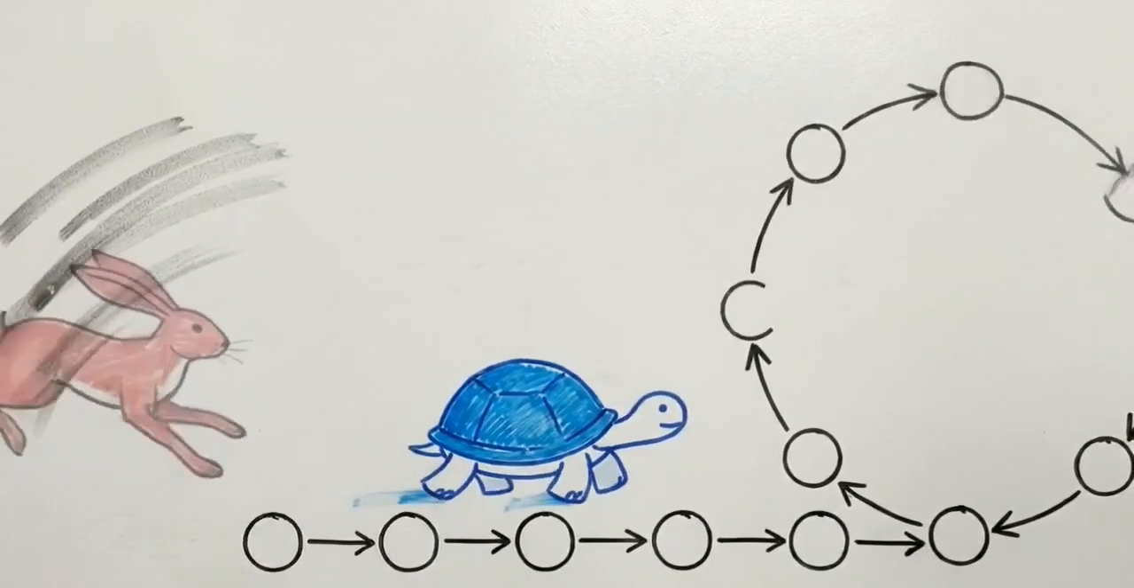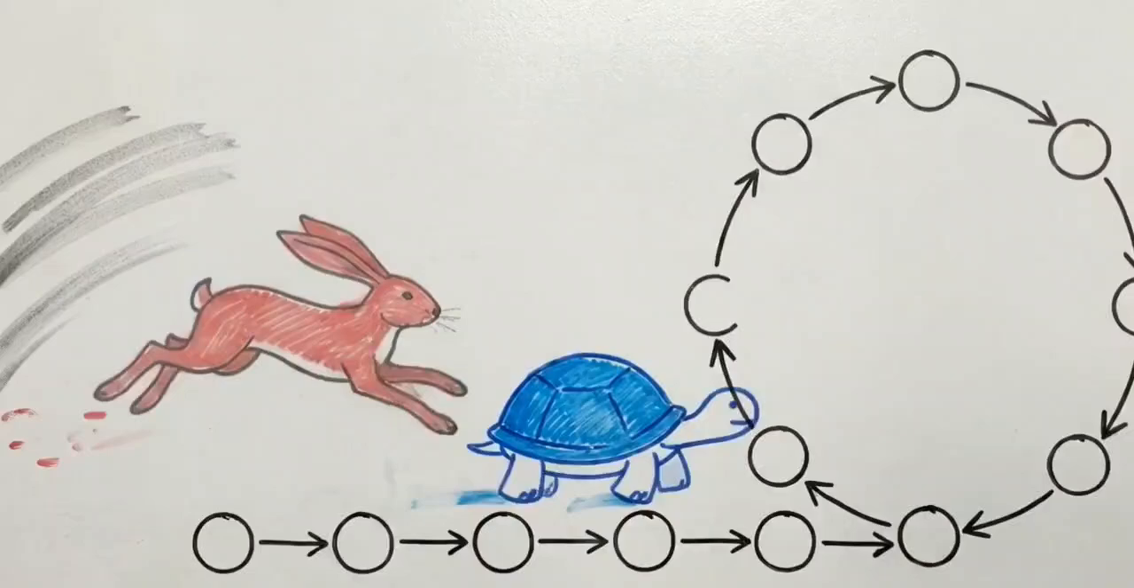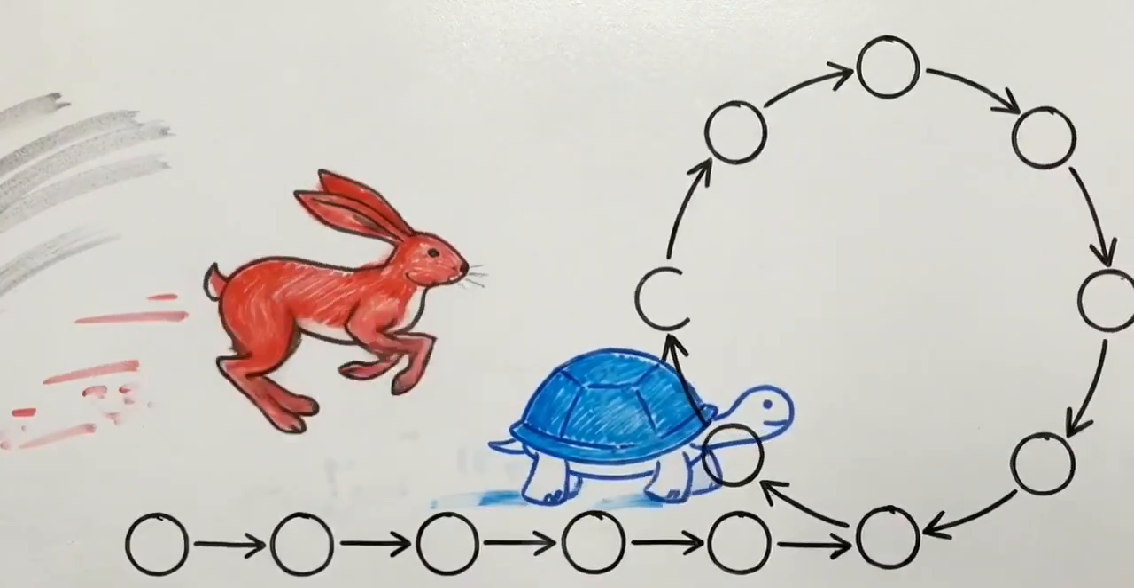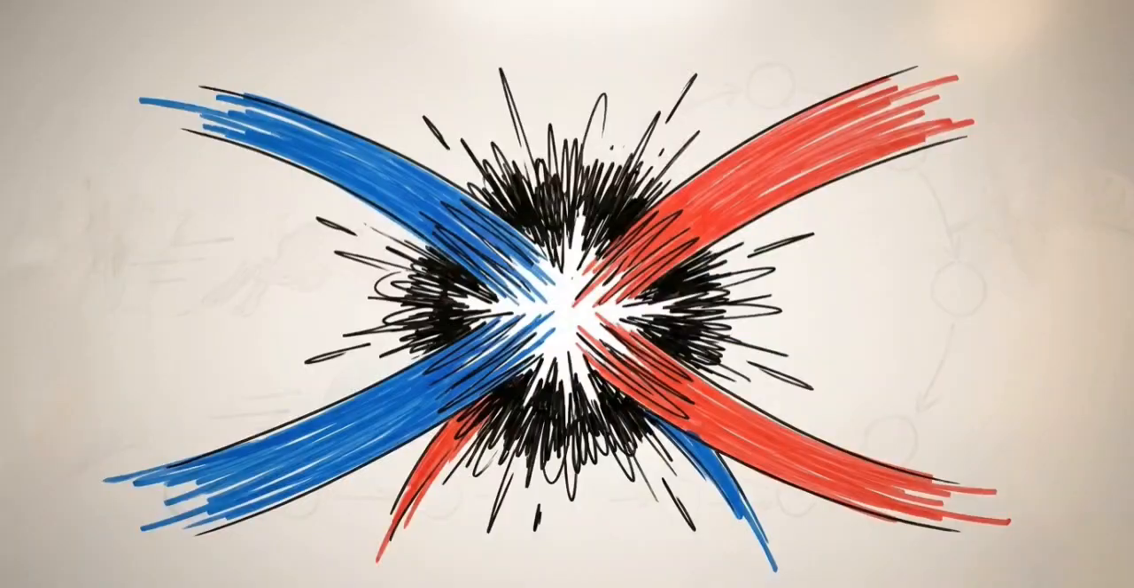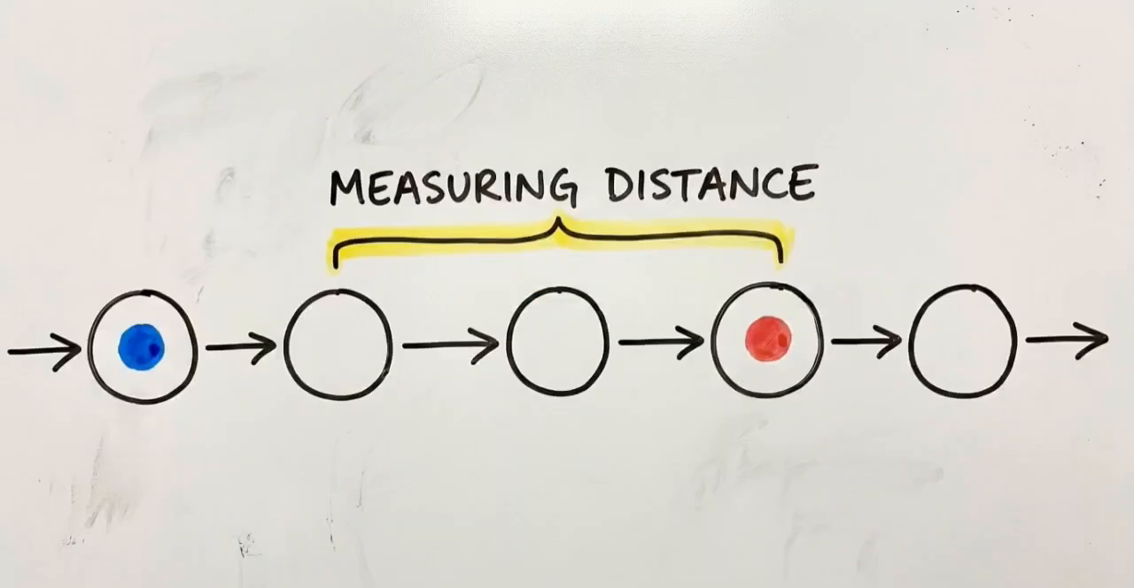And just like our hare on the circular track, a runner moving twice as fast will inevitably lap the slower runner. Because they are moving at different speeds, an intersection is guaranteed. The problem shifts from asking if they will meet to exactly how they close the gap between them.